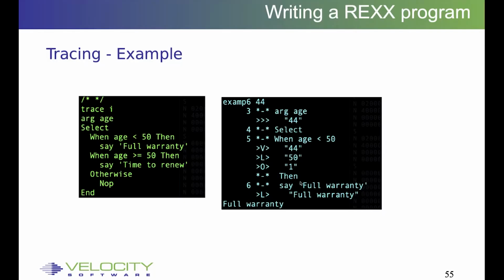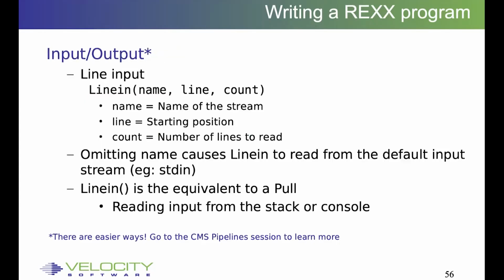Another REXX clause, then another REXX clause, full warranty, and the literal full warranty is indicated as being the result of a say clause. And then here's the display, full warranty. So in a nutshell, that's how trace works. Very comprehensive tracing is available using that trace I function. And there's lots of other options as well.